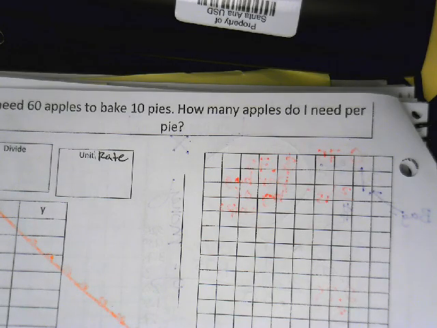Ready, say go. I need 60 apples to bake 10 pies. How many apples do I need per pie? All right, very good. Thank you. Now read it to yourself in your brain again. Read it to yourself.